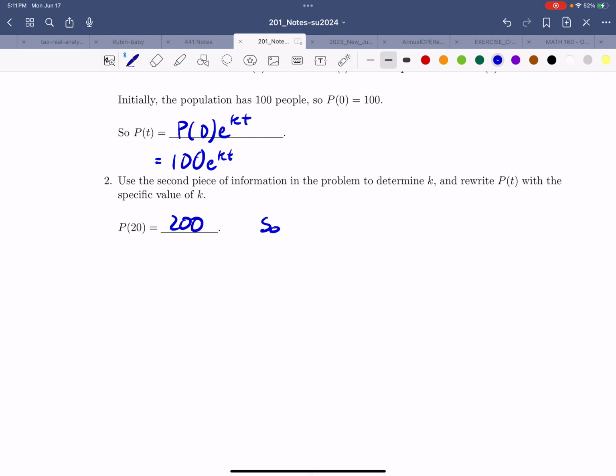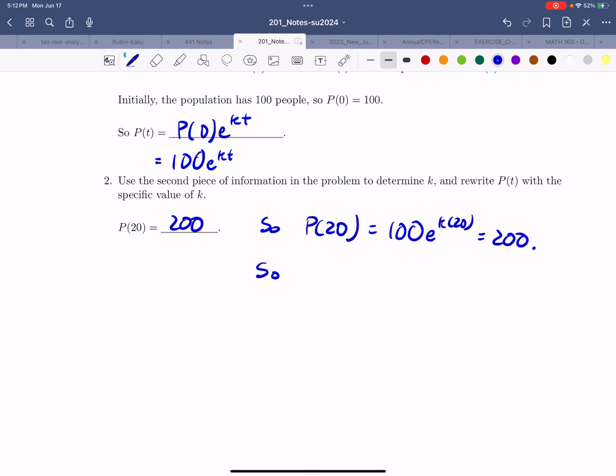Because we know on the one hand that P of 20 equals 200, but on the other hand, by definition, we have that, just plugging 20 into our model gives us this. This is the actual data point. So we're just going to solve for k at this point.